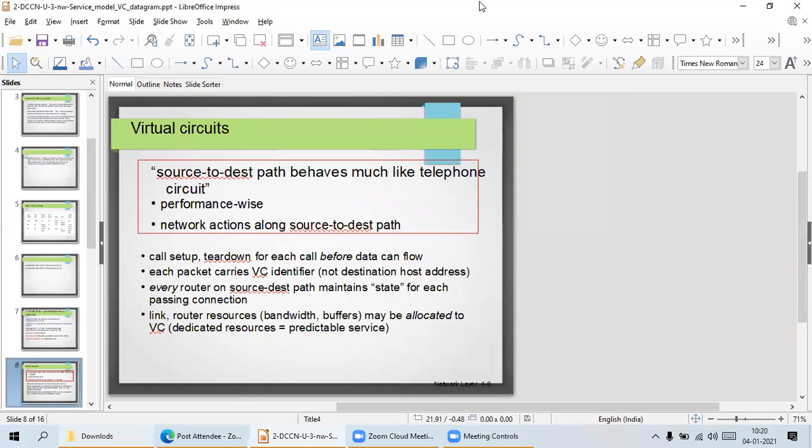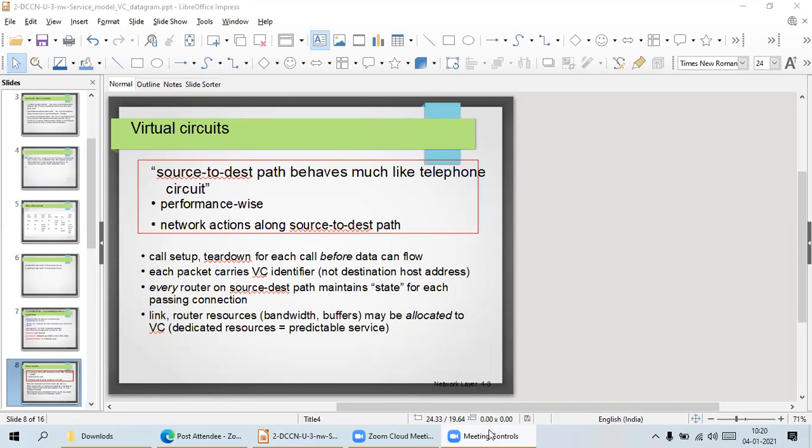As we discussed virtual circuits, we are going to see this particular thing, virtual circuit. What is a virtual circuit? The source to destination path behaves much like your telephone circuit. That means you are transferring the data from source to destination, and it will behave like your telephone circuits.